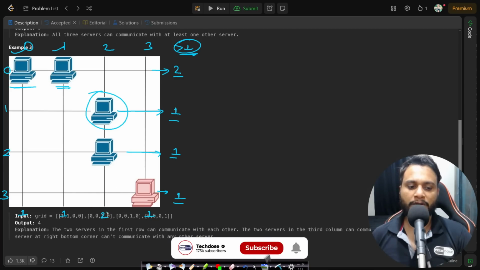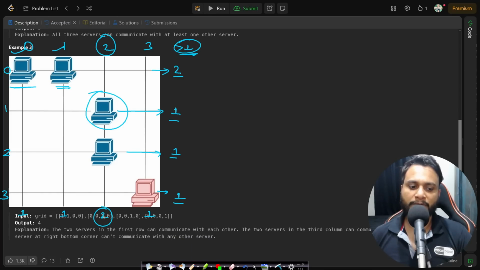So it says that all the servers in column number 2 are communicating because there are 2 servers here, which is greater than 1. So they can communicate with each other. So all the servers present in column number 2 will be communicating. But what about column number 0 and 1? Well, you cannot determine this. You have to look at the row value.